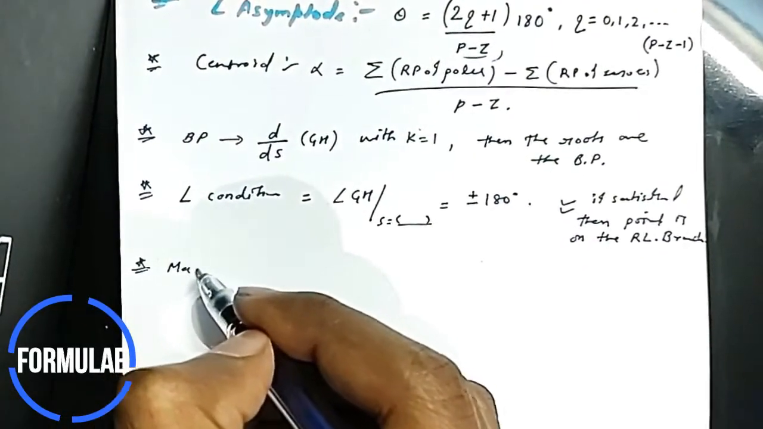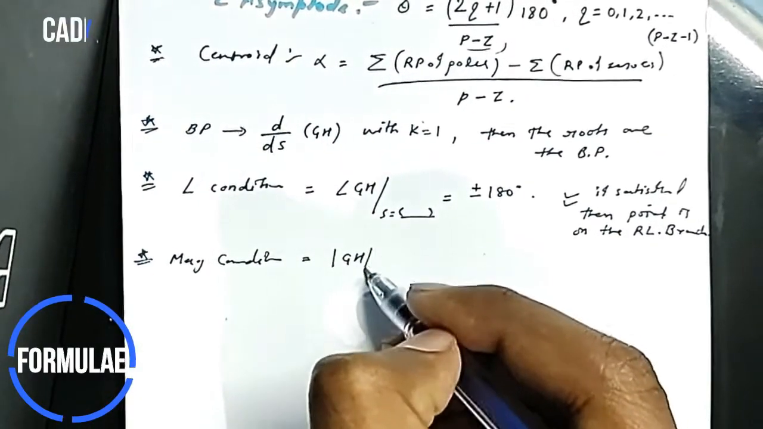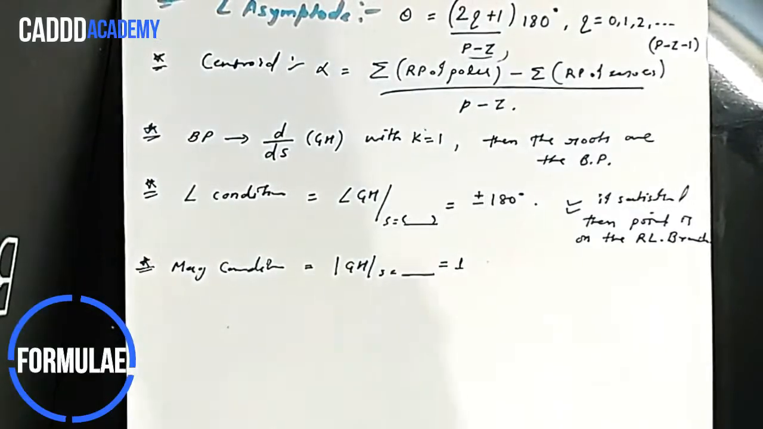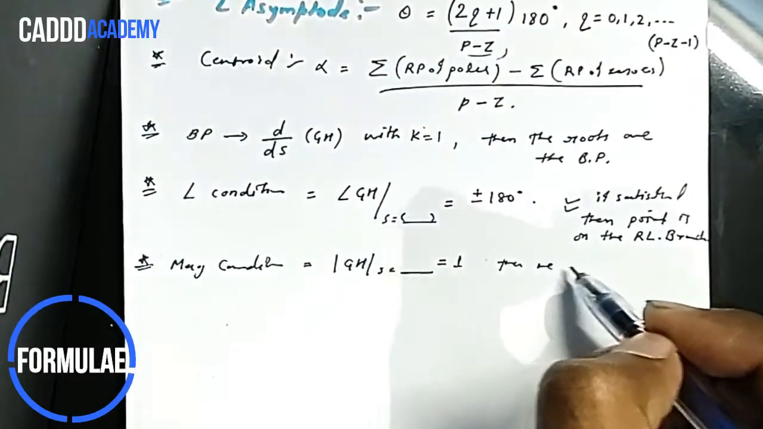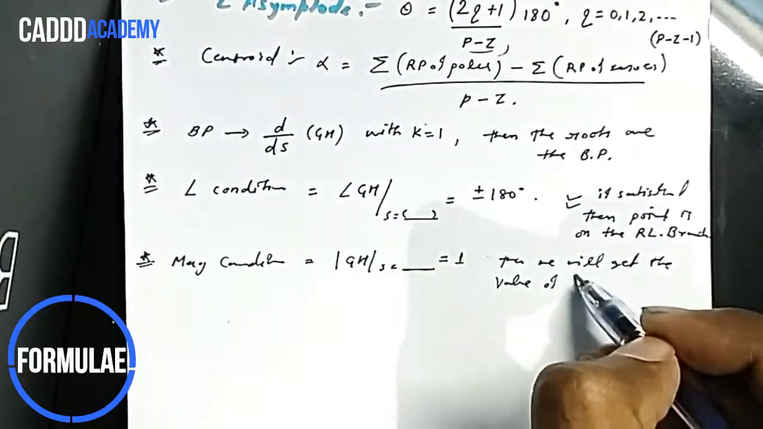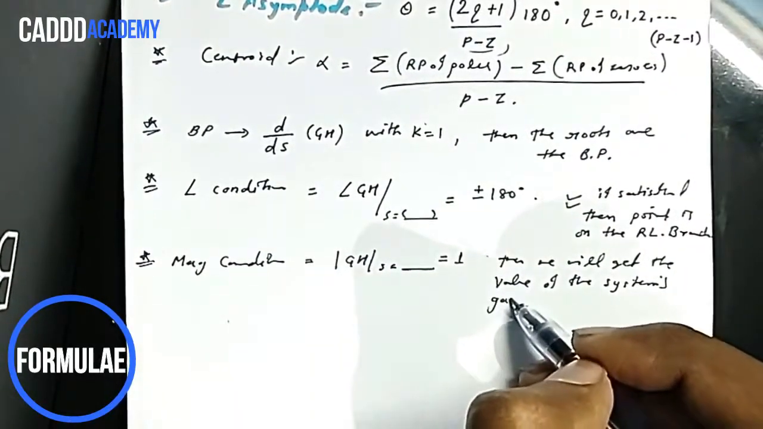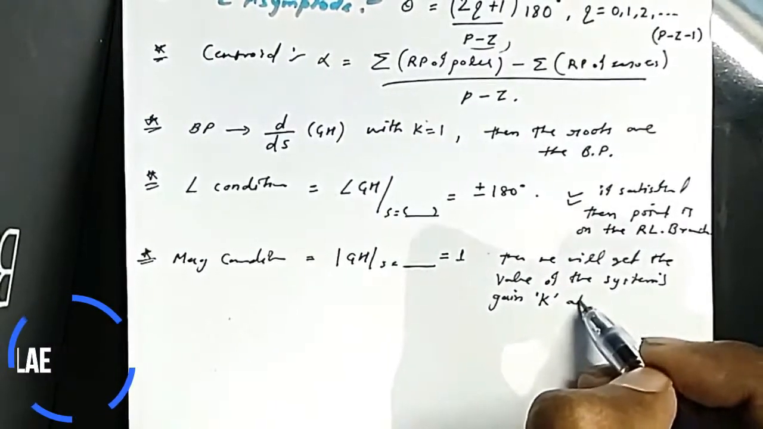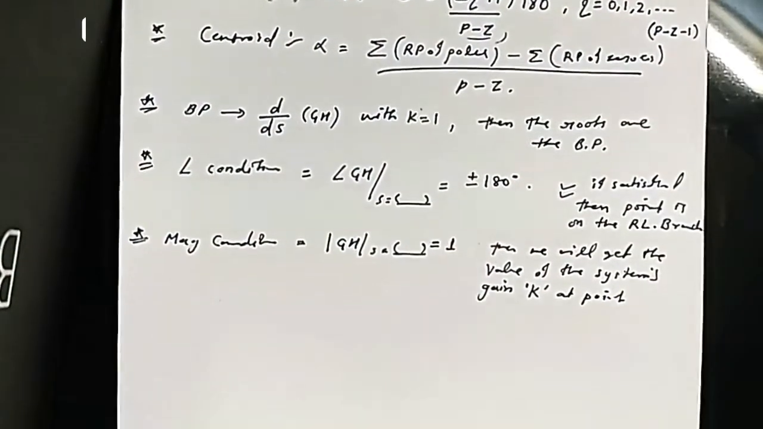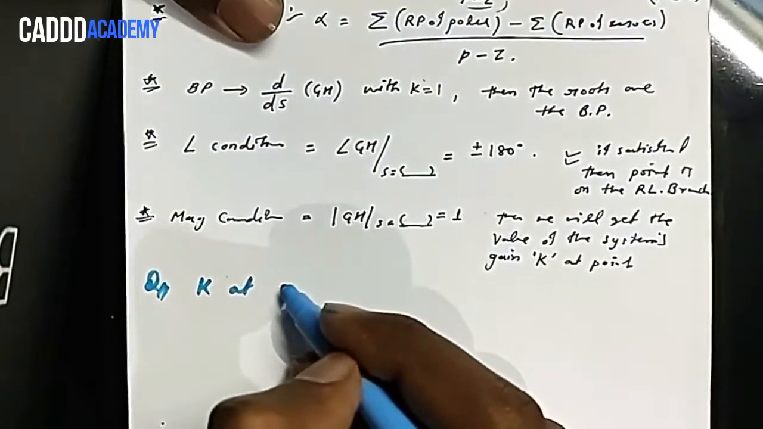And the next thing is the magnitude condition. In the magnitude condition, the magnitude of the transfer function at s equal to that point, if it is equal to 1, then we will get the value of the system's gain k at this point. Okay, so now done with the basics, and understand all the things by doing the questions.